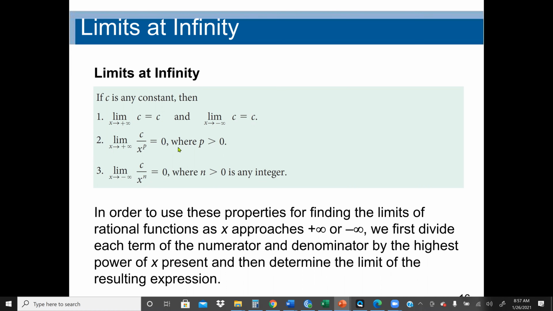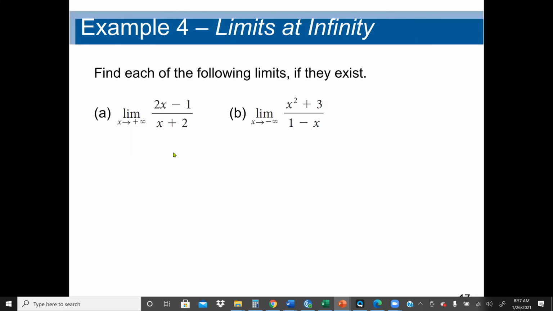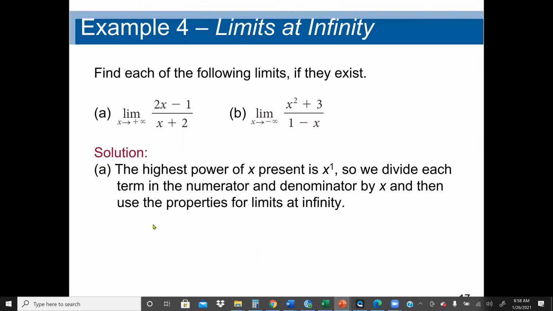So let's see an example of how the whole concept works. Our limit approaches positive infinity. We have a function 2x minus 1 divided by x plus 2. So this means the highest degree is only 1, x. So we have to divide the whole thing. The highest power of x is x to the power 1. So we divide each term in the numerator and the denominator by only x.